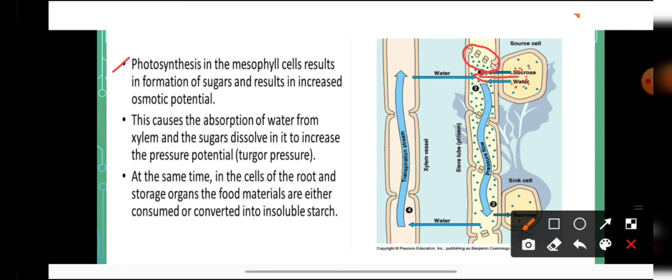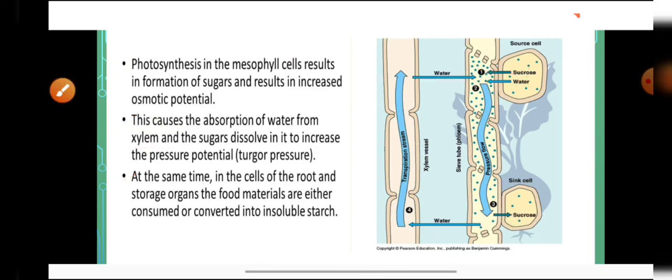So food is manufactured within the mesophyll cells. ये फूड जो है फिर एक्टिवली ट्रांसपोर्ट हो रहा है into the phloem region. Now there is an increase in the osmotic concentration within the phloem part, so it will cause absorption of water from the xylem, and sugar will start dissolving in it, so there will be an increase in the turgor pressure. At the same time, students, in the cells of the roots or the storage organs, the food materials are consumed or converted into insoluble starch.